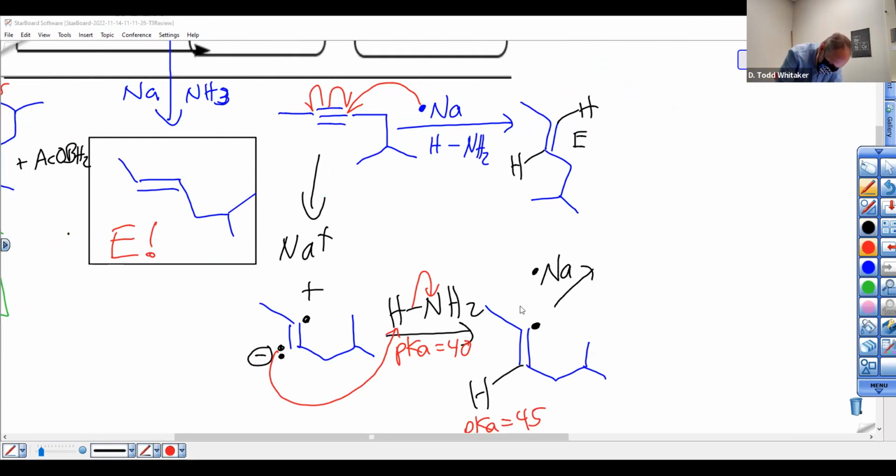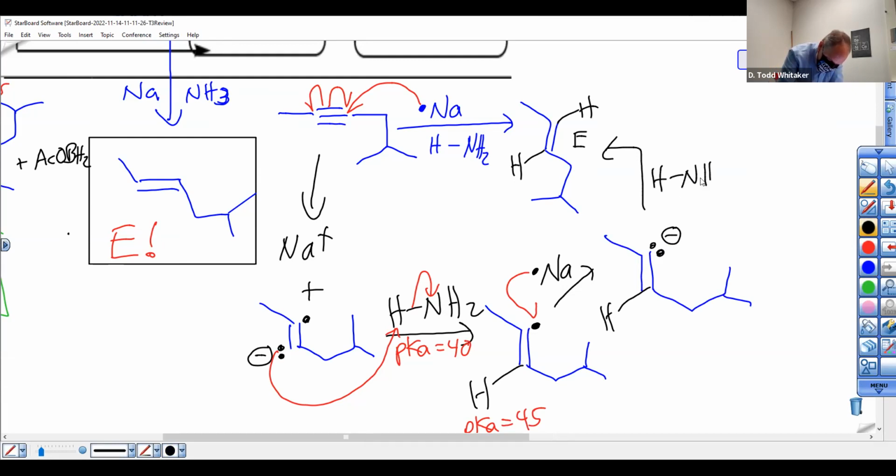Tell me what's going to happen down at that carbon when you put a lone pair on top of a radical, which we've done already. You now have a lone pair that has a formal charge of negative one. This is the conjugate base of the final product. Same story as when you put the first proton on. Conjugate base of an alkene becomes an alkene. So yeah, new.